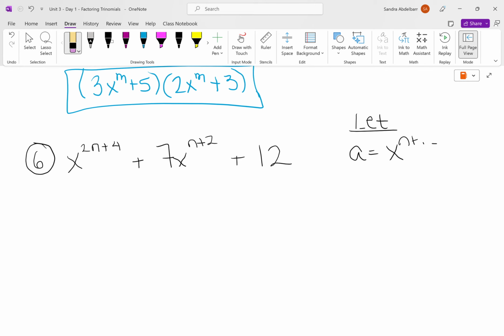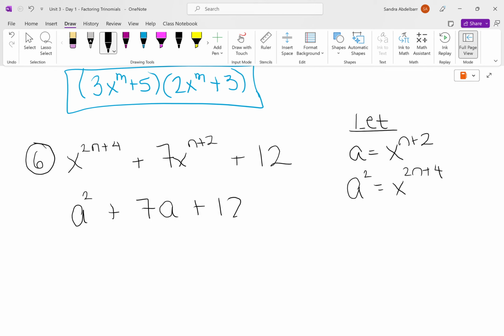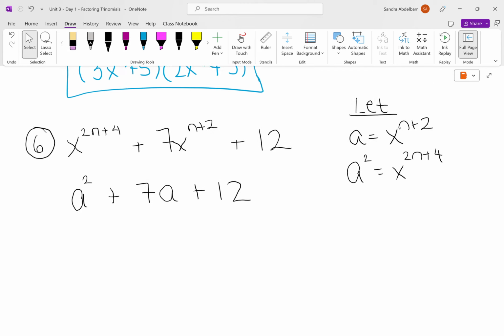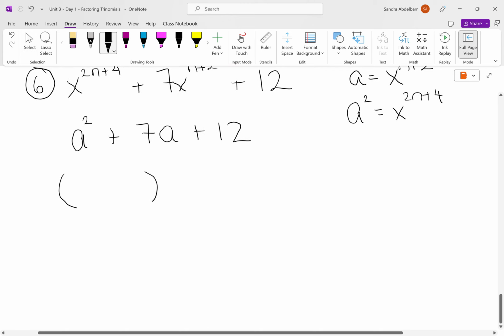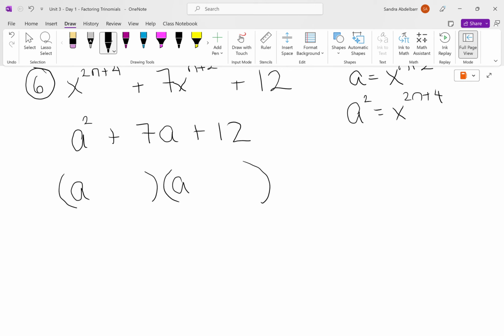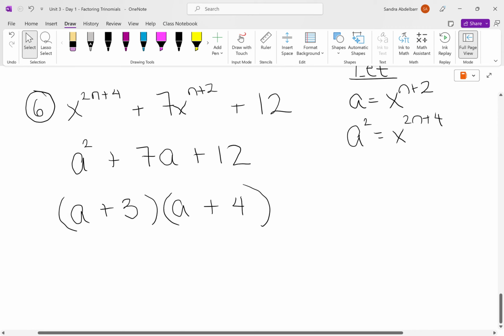If a is x raised to the n plus 2 power, then a squared is x raised to the 2n plus 4 power. So then we're going to have a squared plus 7a plus 12. And then we factor. Factors of positive 12 that add to positive 7: positive 3 and positive 4.